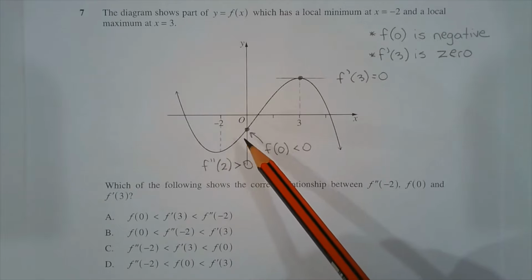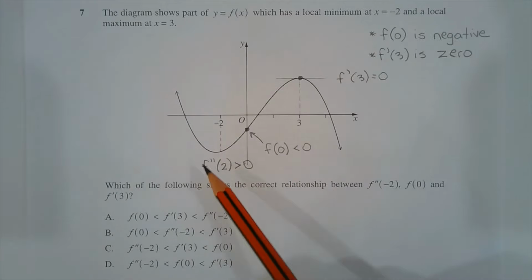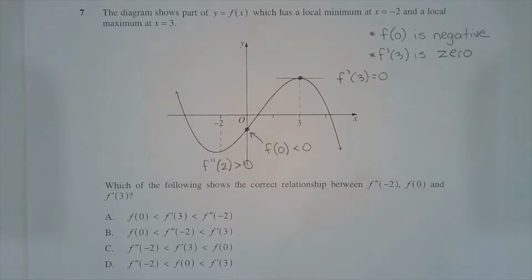f double dash of -2 represents the second derivative, and it's at a point where the curve is concave up, which means that f double dash of -2, or the second derivative at x equals -2, is positive. Therefore, the answer is option A. f of 0 is less than f dash of 3, which is less than f double dash of -2.